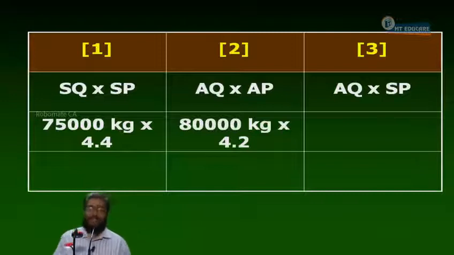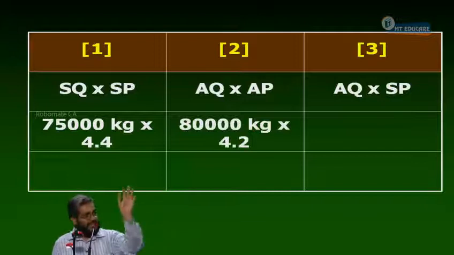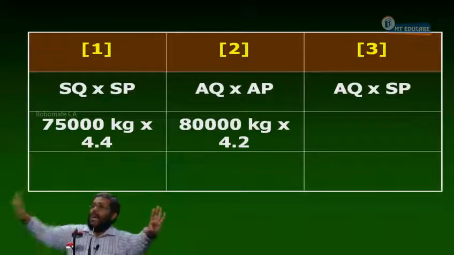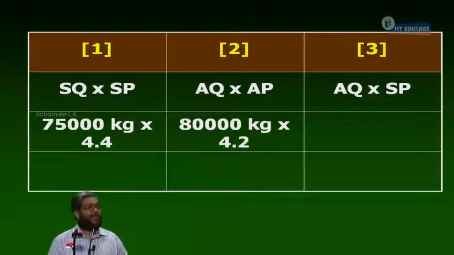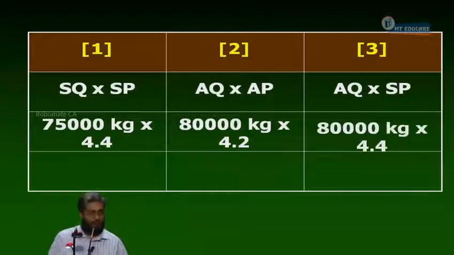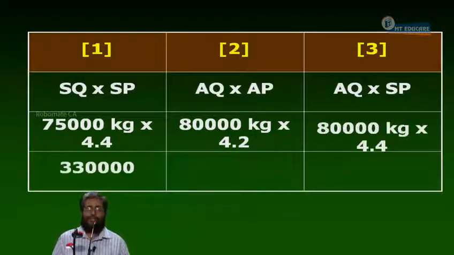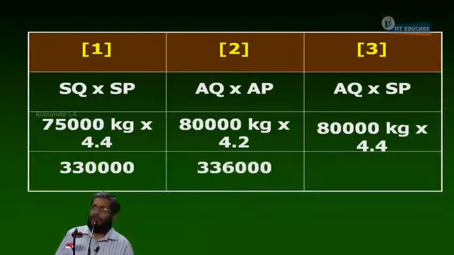80,000 kgs. Second column is 80,000 kgs into 4.2. In other words, I purchase and use 80,000 kgs at what price? 4.2. That only gave me 3,36,000 rupees. Third column, AQ into SP. What is AQ into SP? 80,000 into 4.4. Column 1 total 75,000 into 4.4 gives you 3,30,000. 3,30,000. 80,000 into 4.2, 3,36,000.